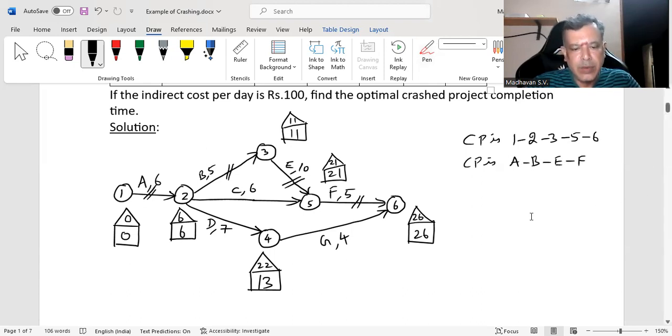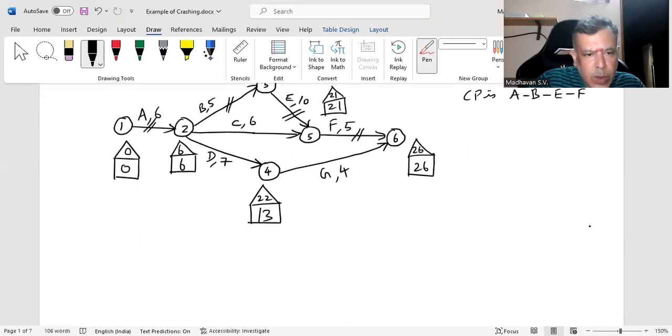So the total duration of the project is 26 days. So we can say the total duration, or I can say the normal duration.